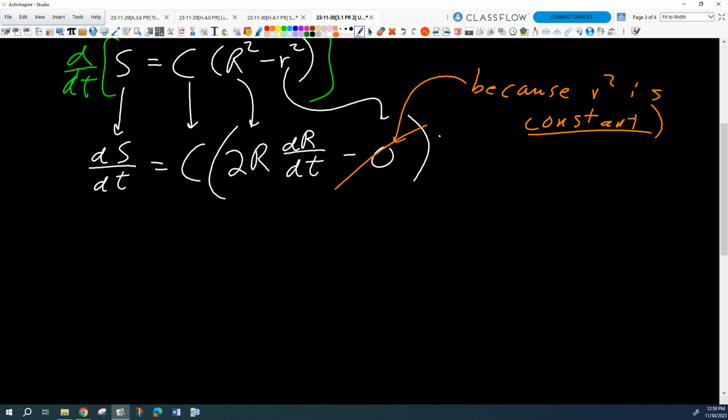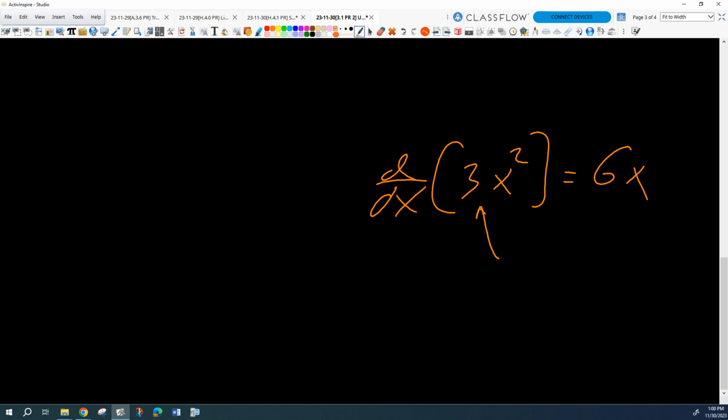Question? Yeah, because see, we're not differentiating C by itself, we're differentiating C out in front. You guys tell me, what's the derivative with respect to x of 3x squared? What's that equal to? 6x, right? That's a constant, but because it's being multiplied by something, because it's a coefficient, it doesn't go away, it just stays out in front times the derivative of whatever we get when we differentiate. Does that make sense?